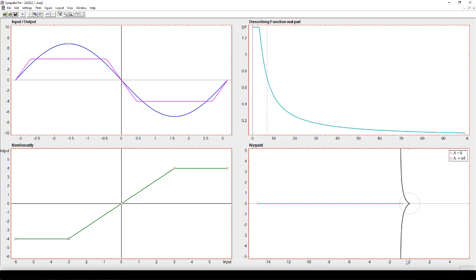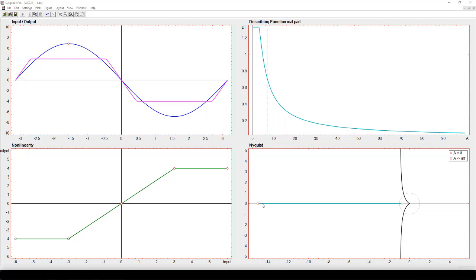Finally, on the right bottom corner, we find the polar plot, in which we can see the curve of the linear component of the system in black and the describing function in green. As it can be seen, no intersection between DF of A and G of j omega exists. This indicates that no limit cycle exists.